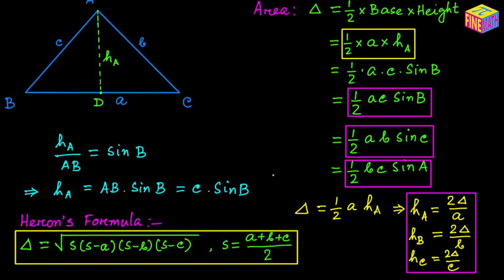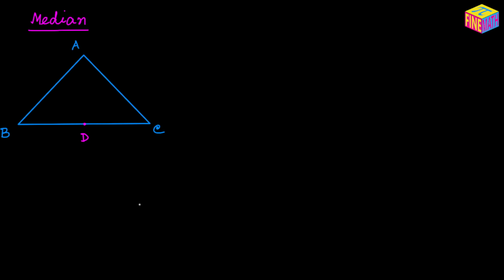Let's also quickly talk about 4 important points related to a triangle. But before that, let's quickly talk about a new terminology called median. In a triangle, suppose we have a triangle here ABC. In that triangle, if D is the midpoint of BC, then a line joining D with the opposite vertex would be called a median. Similarly, if we join B with the midpoint of AC, that will also be another median.